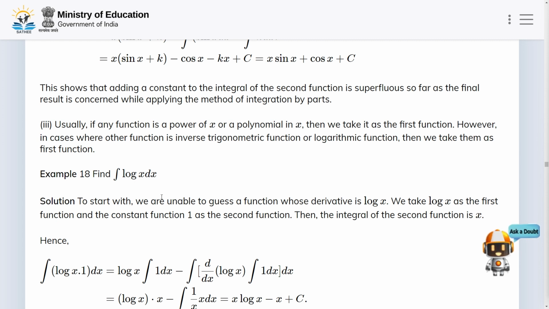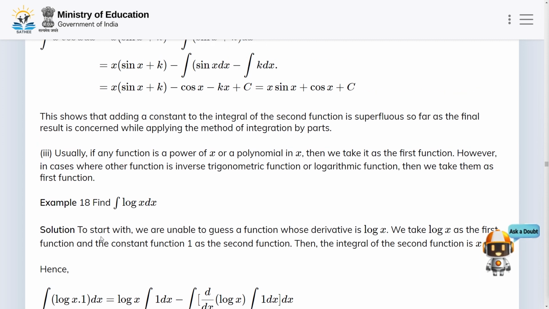So how are you going to find the integration of this? Very simple. To start with, we are unable to guess a function whose derivative is log x. We take the constant function 1 as the second function. As you can see, log x can be rewritten as 1 multiplied by log x. So the first function will be log x and the second function will be the constant function, which is 1.